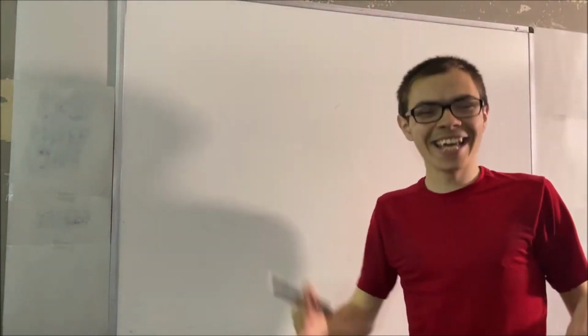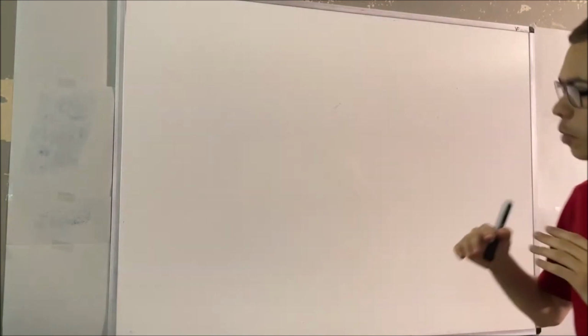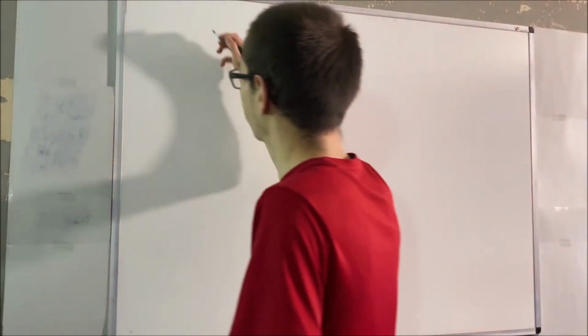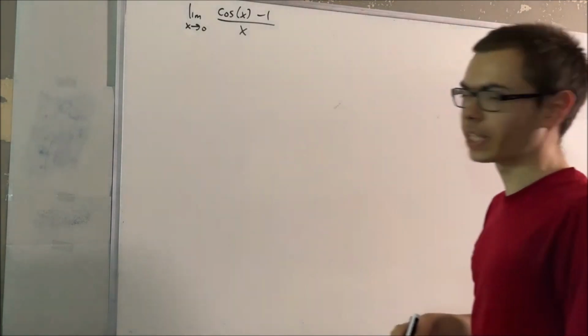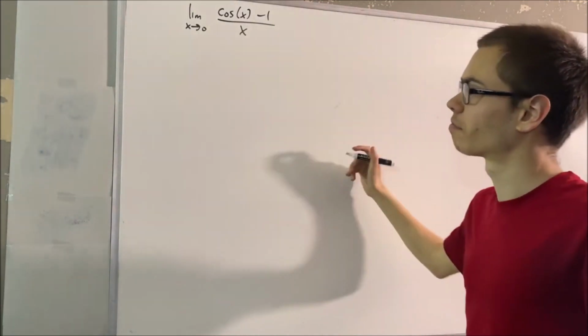Hello. In this video, we are going to evaluate the following limit: the limit as x approaches 0 of (cosine of x minus 1) over x. So how do you suppose we evaluate a limit like this?